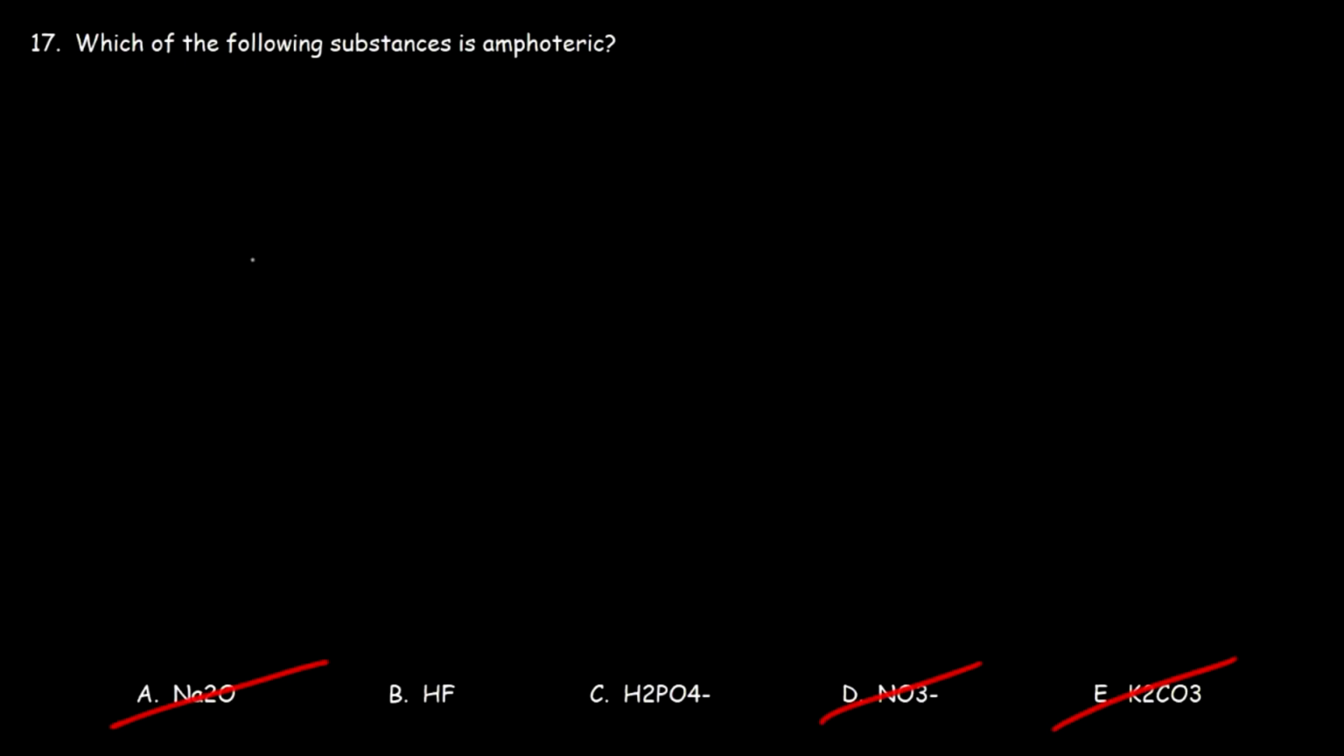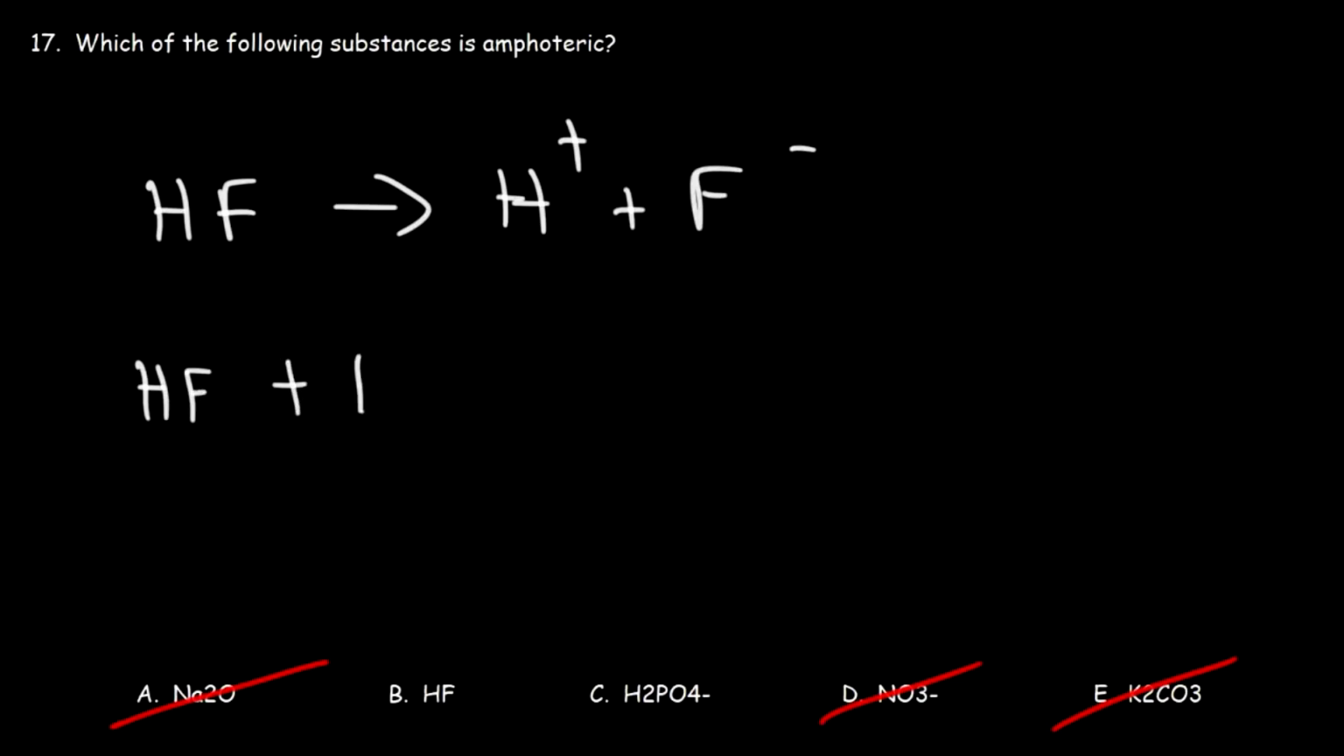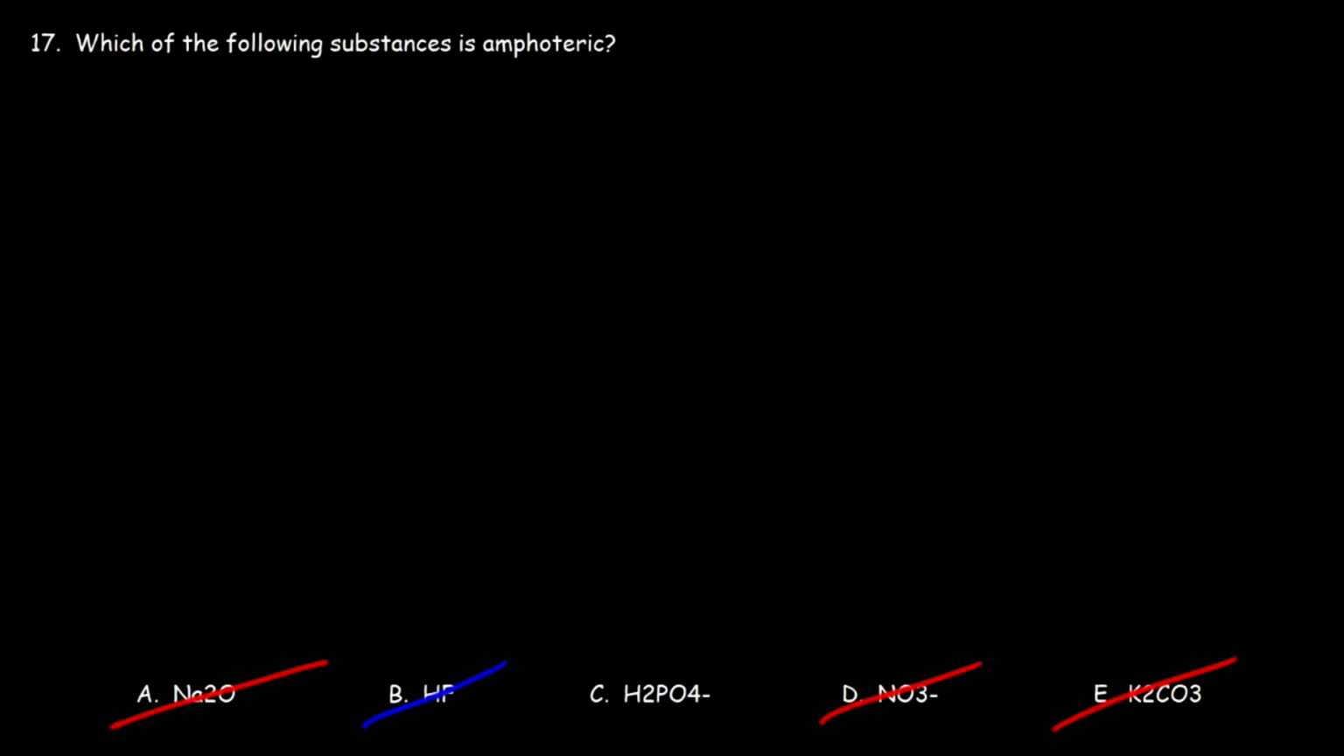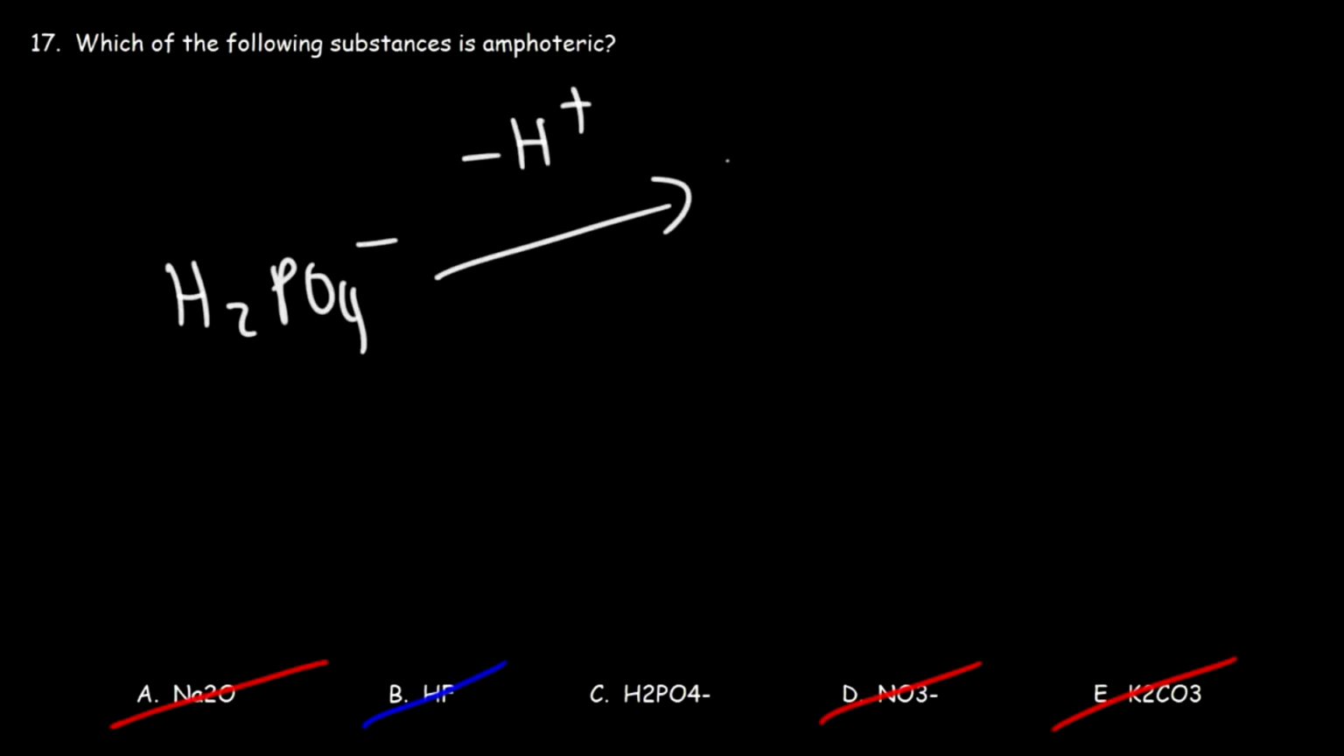Now let's look at answer choice B, hydrofluoric acid. HF can give away a proton, and so it's an acid. But will it accept a proton? HF is not typically known for accepting protons, so therefore it can act as an acid, but not necessarily as a base. So HF is not considered to be amphoteric. Now what about H2PO4-? H2PO4- can act as an acid. It can give away a proton easily, becoming monohydrogen phosphate.